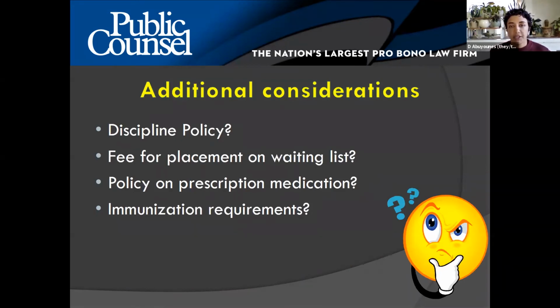Some additional considerations to include in the contract can include a discipline policy, fee for placement on the waiting list, policy on prescription medications, and immunization requirements. Again, there are samples of those kinds of provisions in the contract as well, so you can take a look at those. The contract is customizable, so you want to make sure that all these things in the contract apply to your child care program, and are specific to the practices that you're going to be implementing.